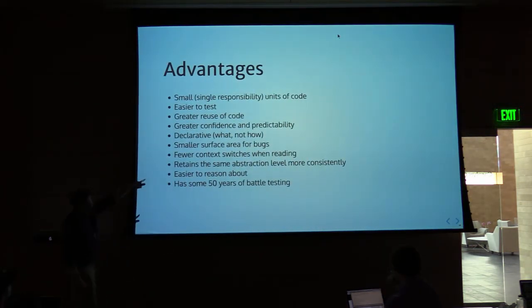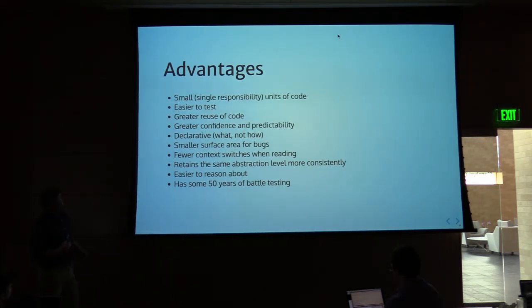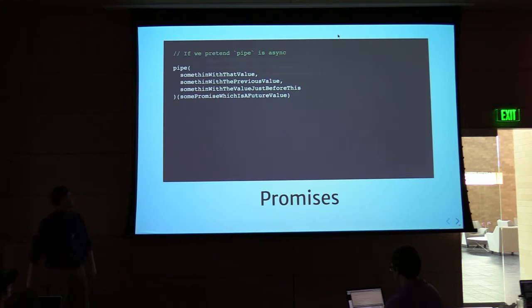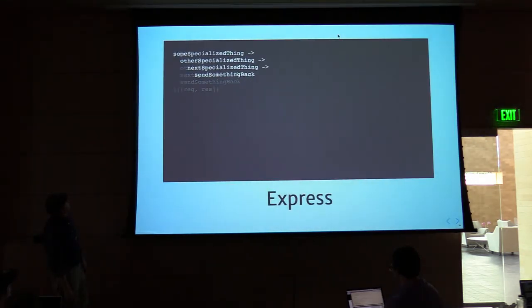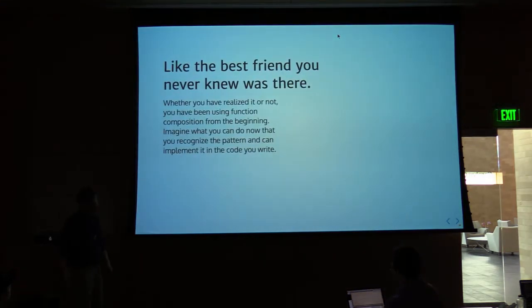So smaller surface area for bugs. This is very important, huge win. Fewer context switches when reading. Again, functional style programming and function composition kind of encourage you into this single layer of abstraction, not jumping between multiple layers of abstraction, which causes a context switch. Retains the same abstraction level more consistently, said that already. Easier to reason about, right? Let's look at some really badly named stuff, but you get the idea, hopefully.